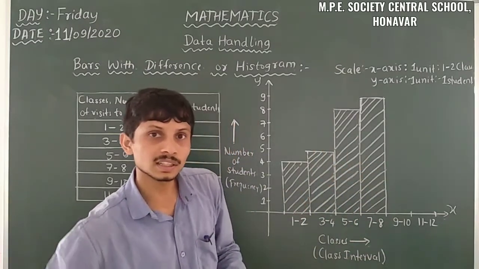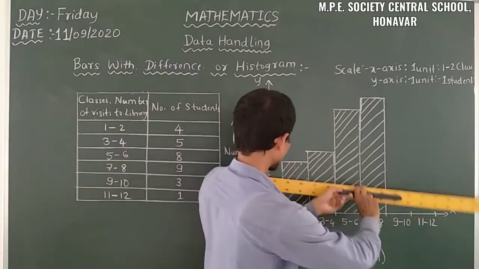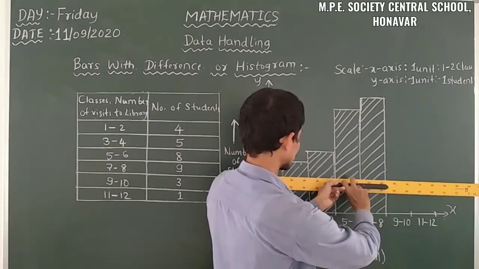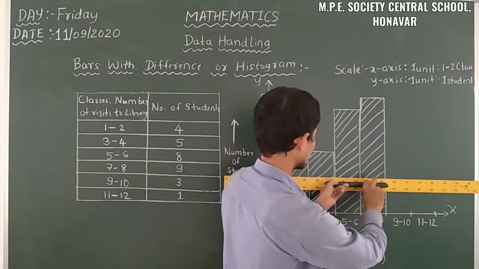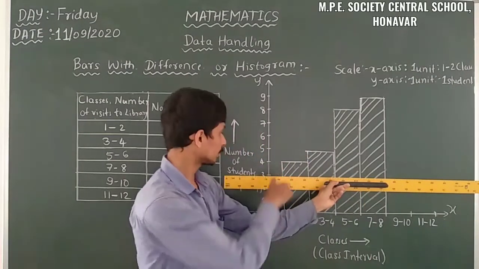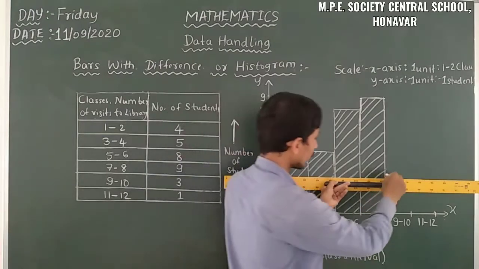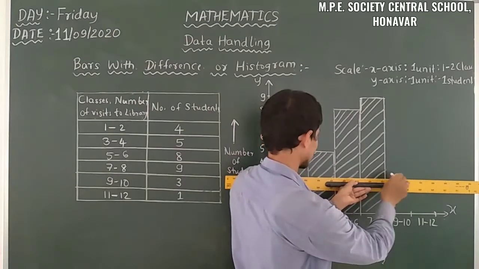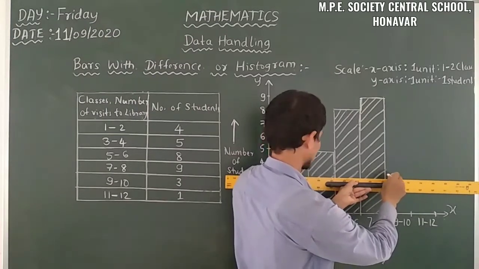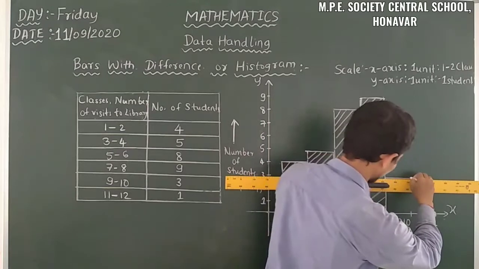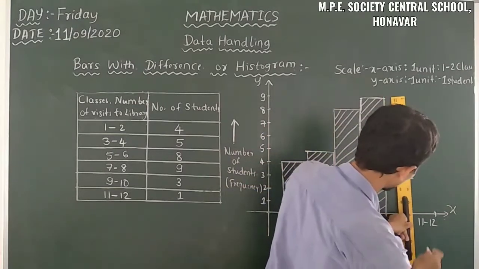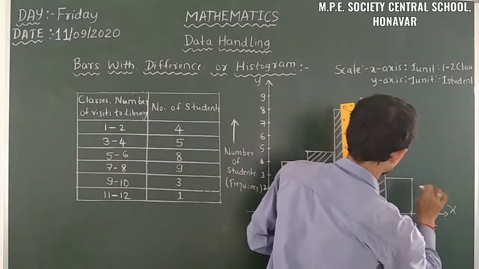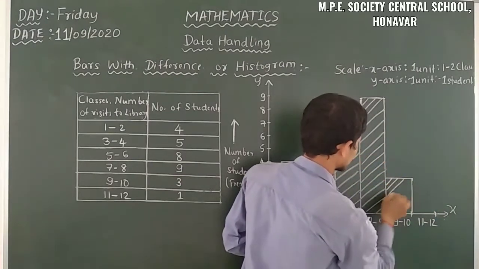So how to take 3 here? Firstly you have to take like this. It's the mark of 3 here. So then we have to take the horizontal line first. Here we have to take the horizontal line first. Then we have to join with the end point. So here it is like this.